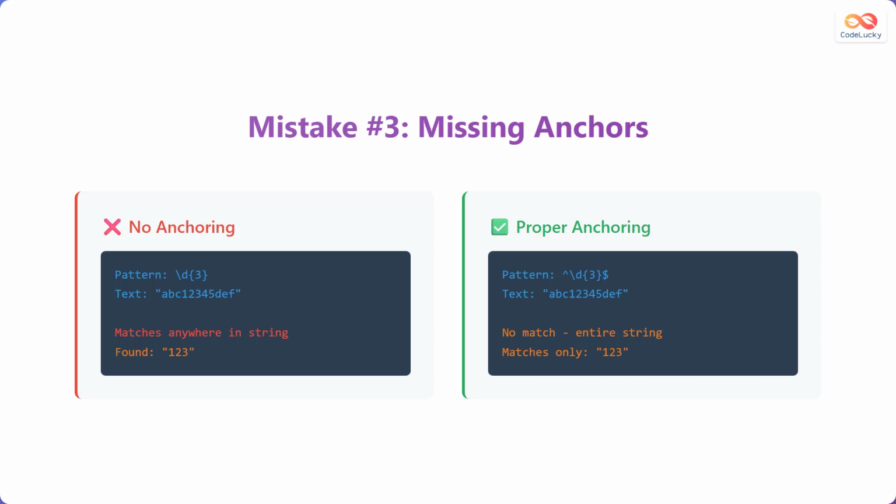Missing anchors is another common mistake. Without anchors, the pattern \d{3} matches 3 digits anywhere in the string. So when applied to the text ABC 12345 def, it finds 123. This might not be what you want if you need to match the entire string consisting of exactly 3 digits. Using anchors as shown on the right, the pattern ^\d{3}$ ensures that the entire string must consist of exactly 3 digits. Now it will only match the string 123 and not part of a larger string like ABC 12345 def.